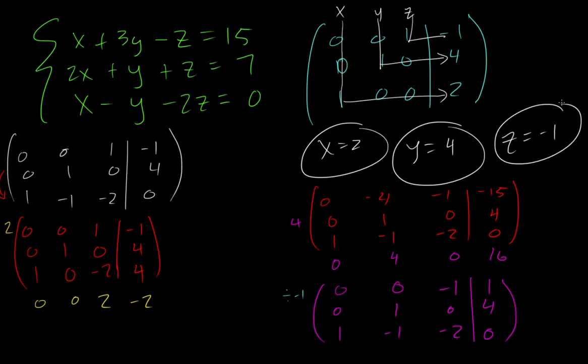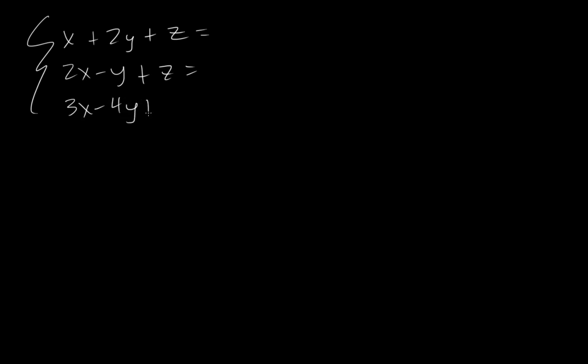Okay, kind of a long process, but once you get the hang of it, it's actually not that bad. So let's try another one. Alright, so we have x plus 2y plus z, 2x minus y plus z, and 3x minus 4y plus z. That's 18, 8, and 3. Okay, so we want to put that in a matrix.